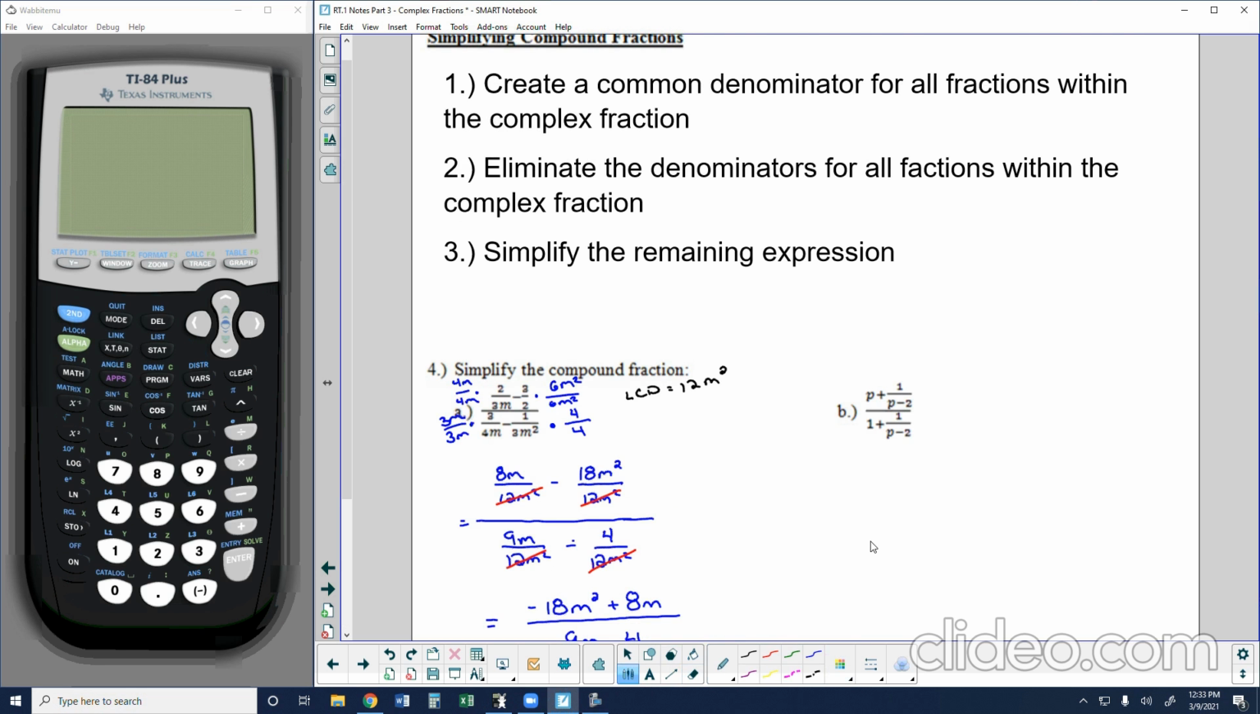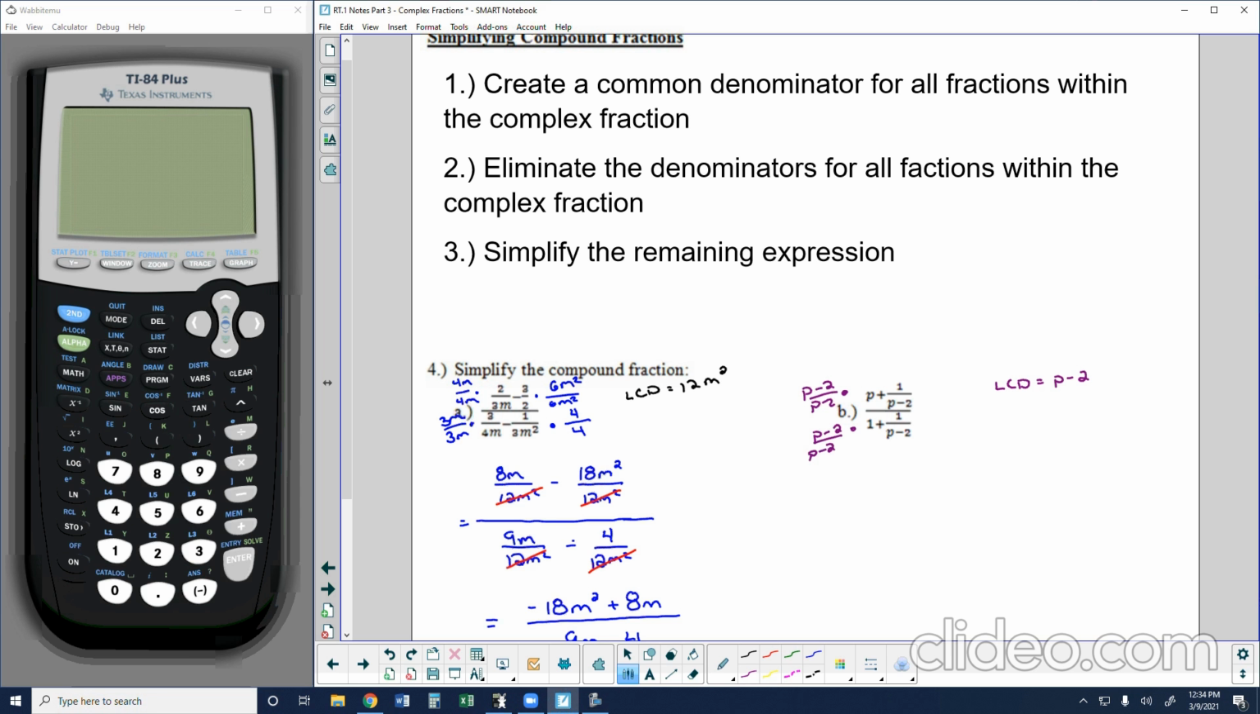So in B, what we may notice is that two of these terms, one in the numerator, one in the denominator, are not written as fractions. So technically those denominators would be 1. So then our LCD in this case would just be a combination of the factors of the denominators 1 and p minus 2. So we want each of the denominators to be p minus 2. So really the only thing that we have to do here is multiply the first term in the numerator by p minus 2 over p minus 2. And then also the first term in the denominator by p minus 2 over p minus 2.